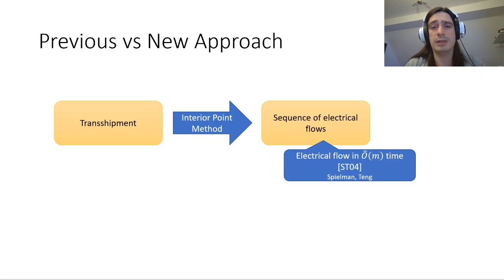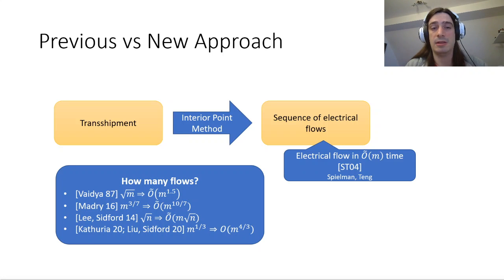And electrical flows, it's known that you can compute them in nearly linear time. That's a result by Spielman and Teng. And that means the complexity is bounded by how many electrical flows you need to compute. If we look at the history, the number of flows we need to compute reduced over time. The best upper bounds are by Li and Sidford, who said you need root n flows, where n is the number of vertices. Alternatively, Kathuria, Liu, and Sidford show that you can also do it with m to the 1/3 many flows, where m is the number of edges. And then, using this algorithm for computing electrical flows, gives these upper bounds.